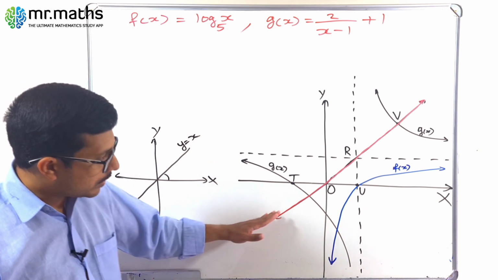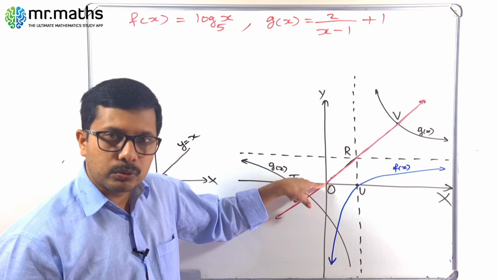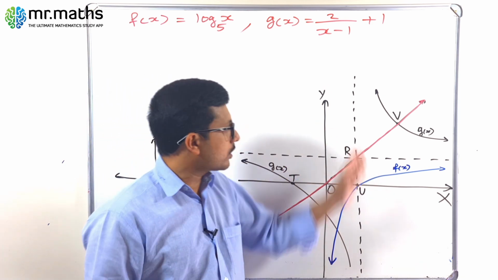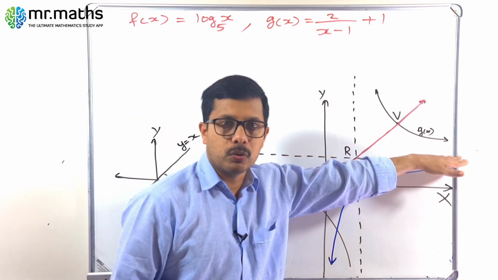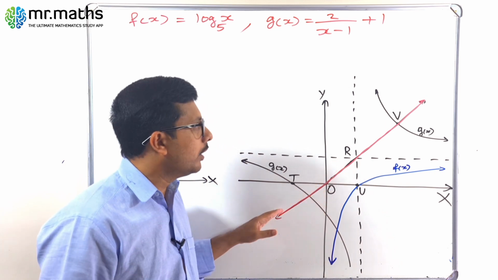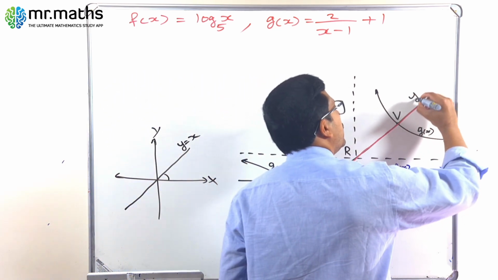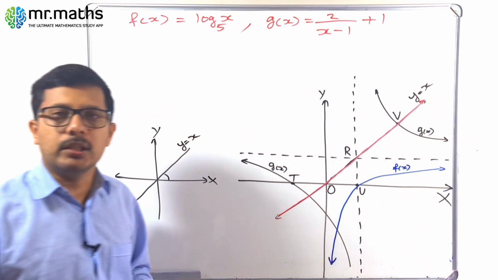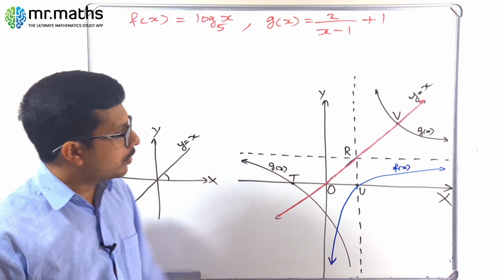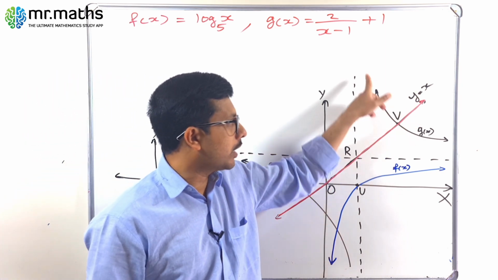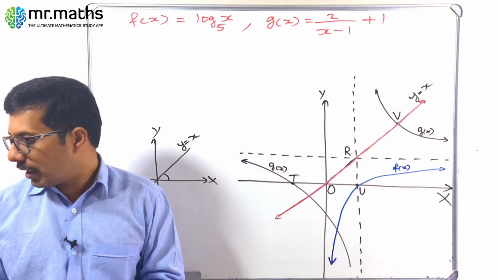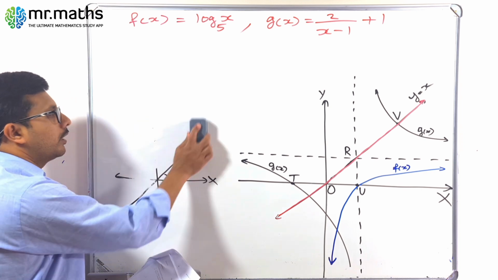So here you can see that this red line is passing through the origin, and it is also passing through the point of intersection of the two asymptotes, the point R. The equation of this line is y is equal to x. And the line intersects the graph g at V. So both y is equal to x and the hyperbolic graph intersect at this point V. These are the given things, and based on this we have to answer the remaining questions.